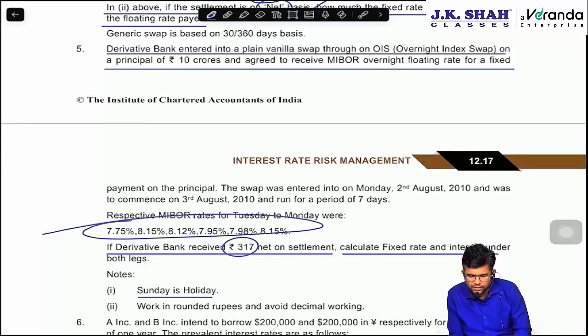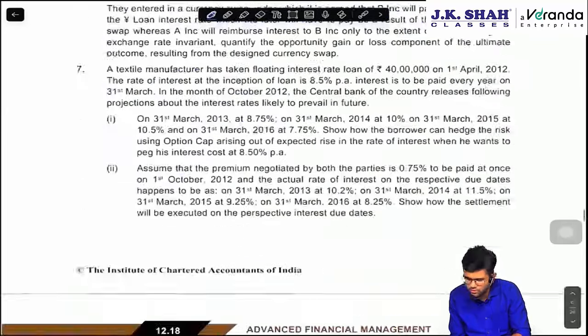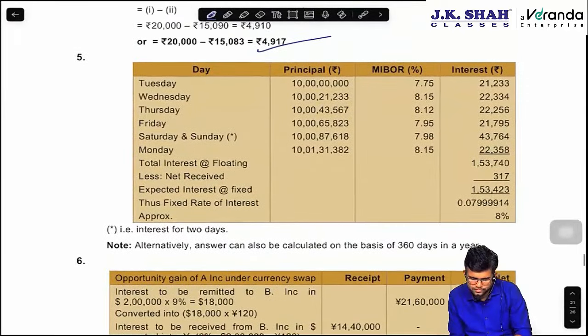Now ICAI has done it in a particular fashion. You have the question in front of you, no? So I'm taking you to the solution.